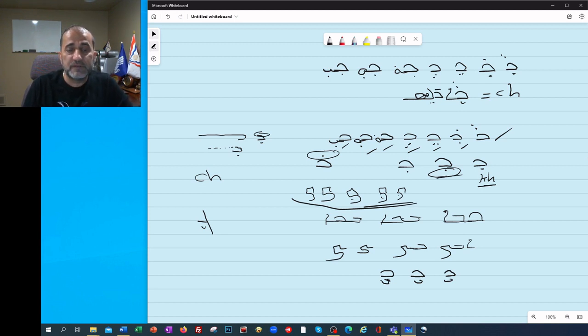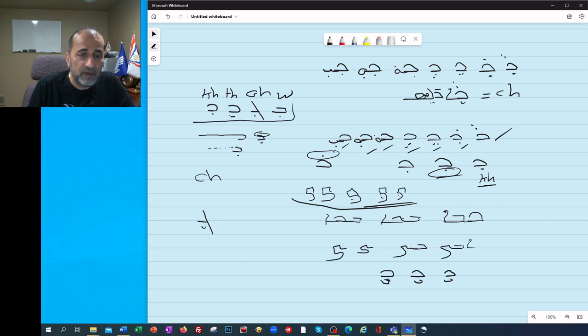I forgot to mention this one before when I covered beth with dot under, gemel dot under, deleth dot under for th, and now we have cap with dot under for kh. So remember that beth with dot under is w, gemel is gh, this one is the th, and this one is the kh sound. However, we have a couple more letters to come, and we're going to learn about those.